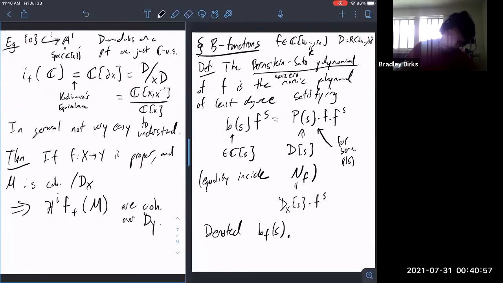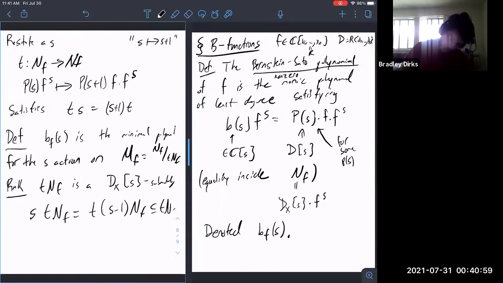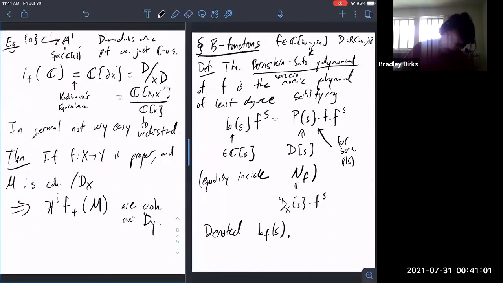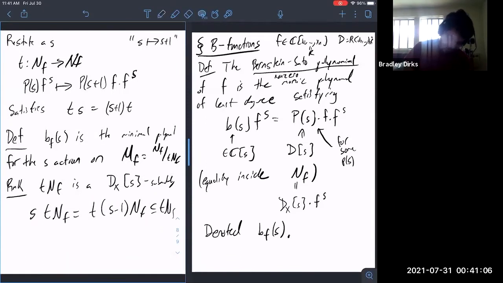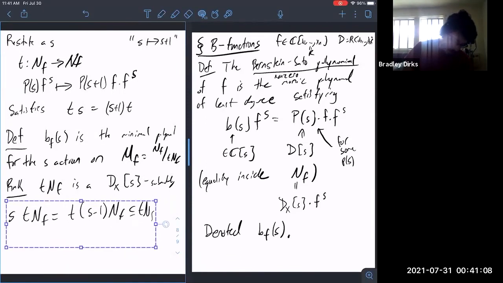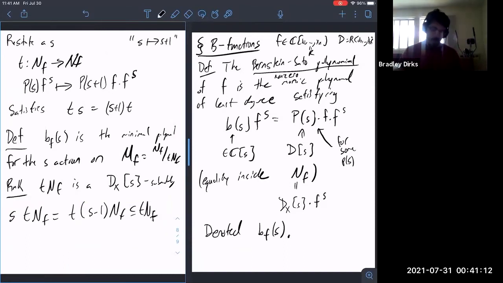Oops, I don't know what happened. I can't write it because of the button. Okay, I'll move everything over a bit, I guess. There we go.